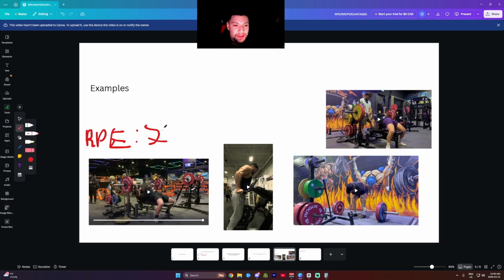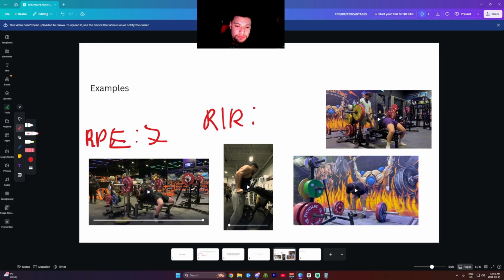Don't mind that RPE, that 7. I'm still trying to get used to writing with my mouse. But anyway, this is the RPE 7, because I could have done three more. So on a scale of RPE 1 to 10, I could have done three more, which means this is a 7. So now let's use this as an RIR.